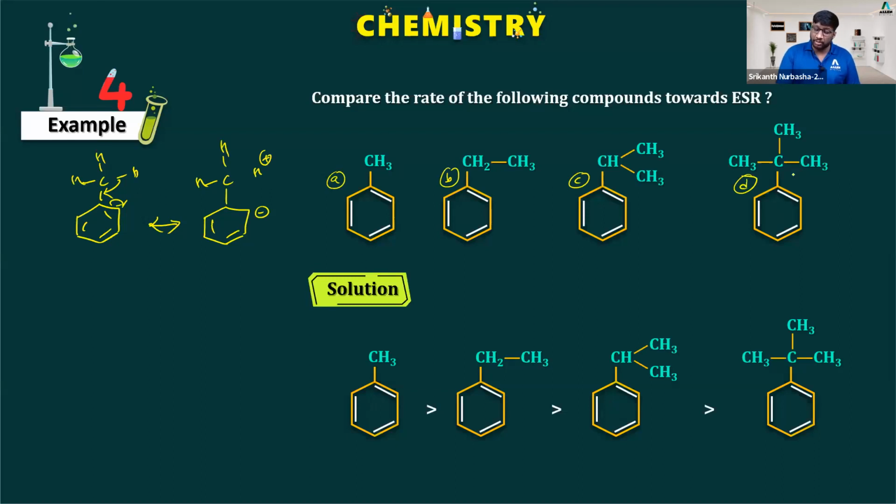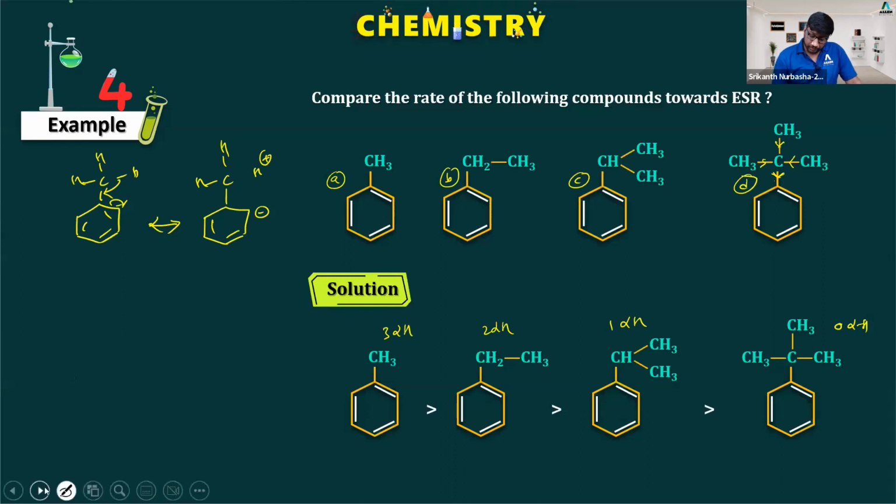But in compound D, all the CH3 groups are electron donating by inductive effect only. But in A we have hyperconjugation with the 3 alpha hydrogens, in B 2 alpha hydrogens, in C 1 alpha hydrogen. So 3 alpha hydrogens, 2, 1, 0 alpha hydrogens means here only inductive is operative, not hyperconjugation. Don't get confused by 3 methyl groups. 3 methyl groups means 3 electron donating, but there you have only inductive effect, here we have hyperconjugation.